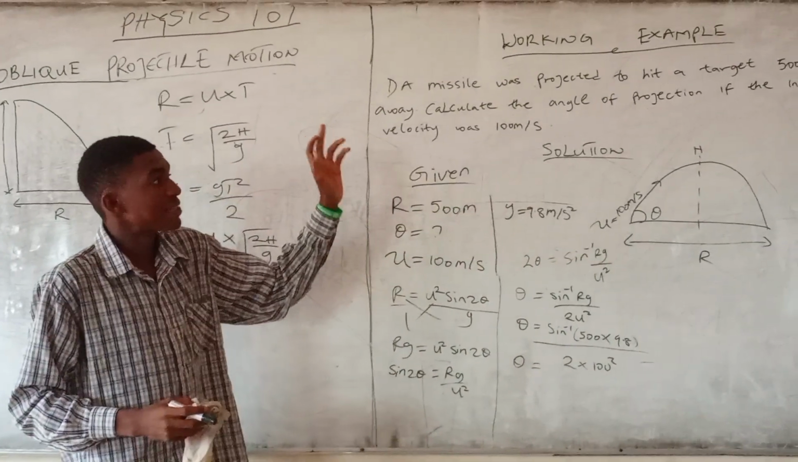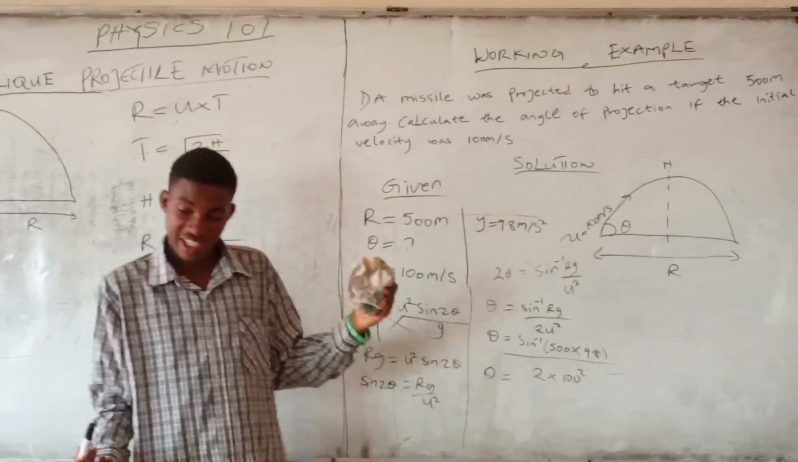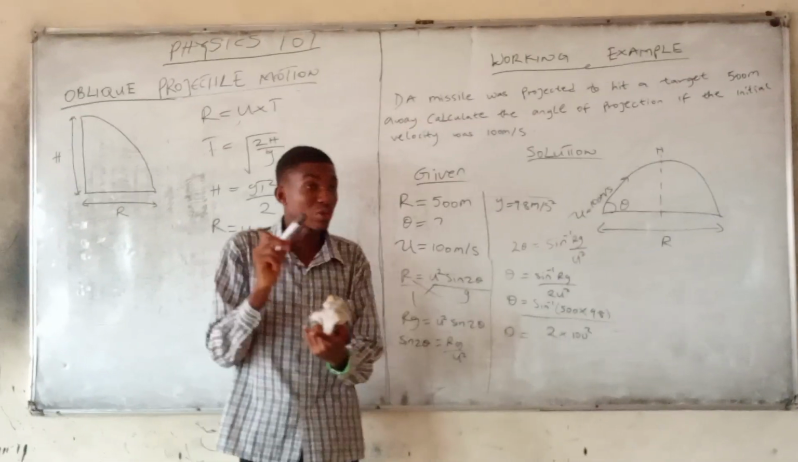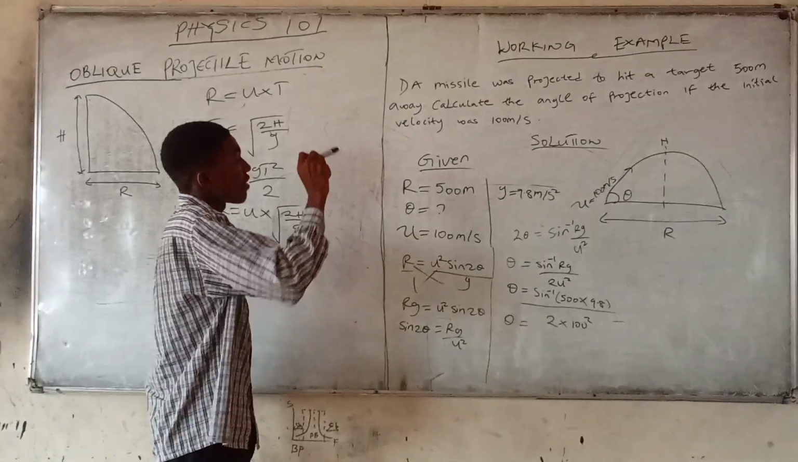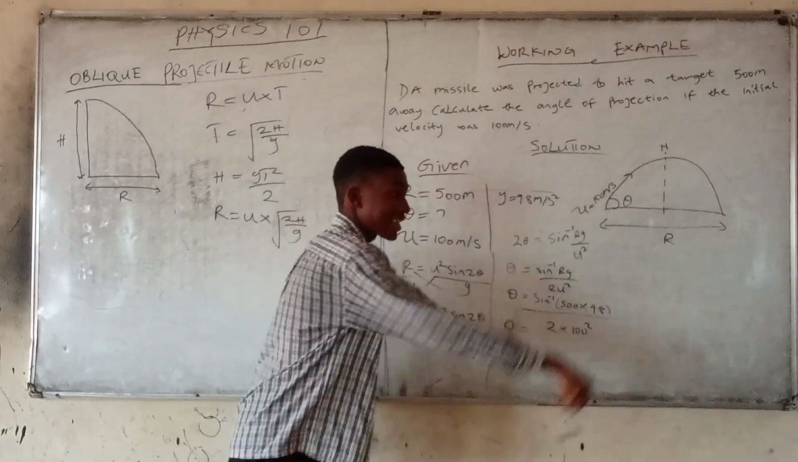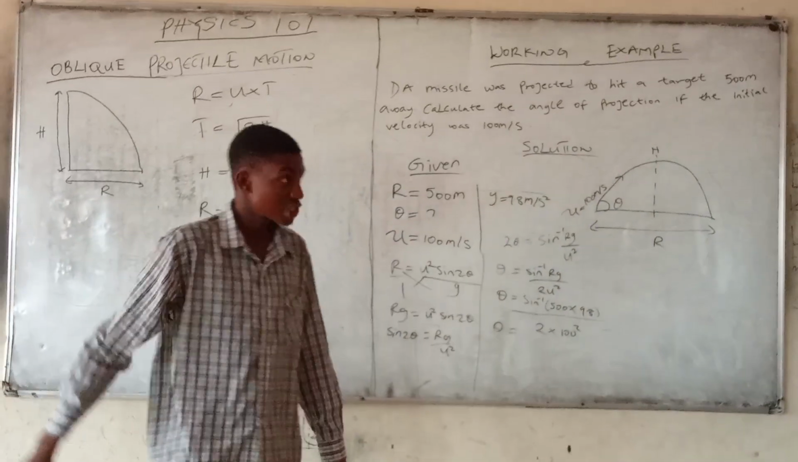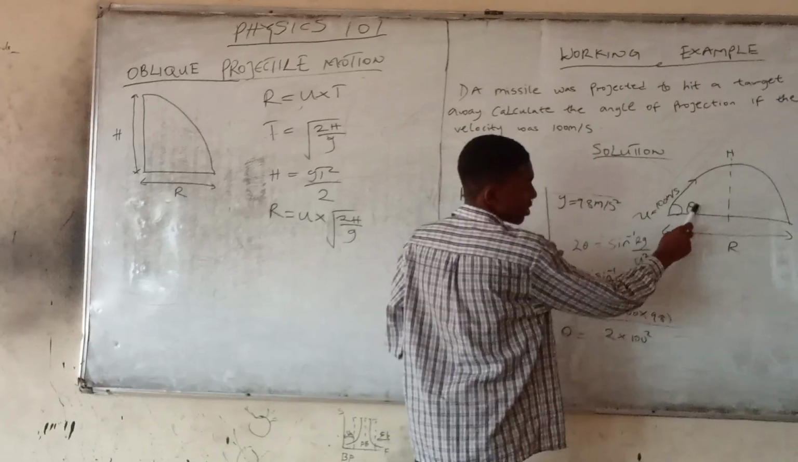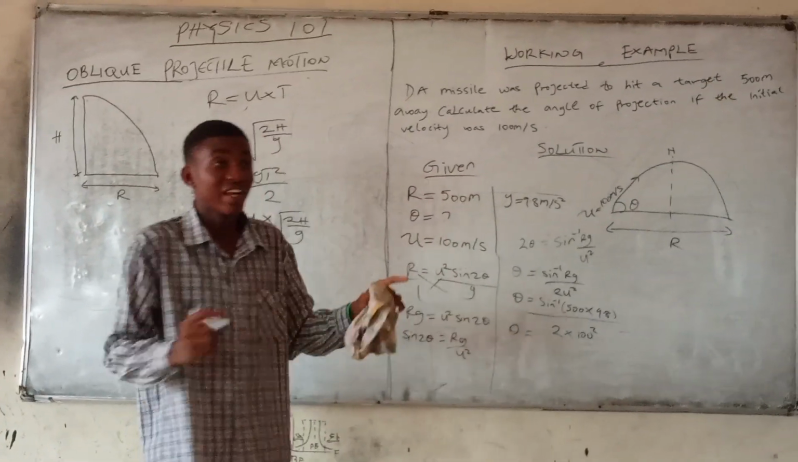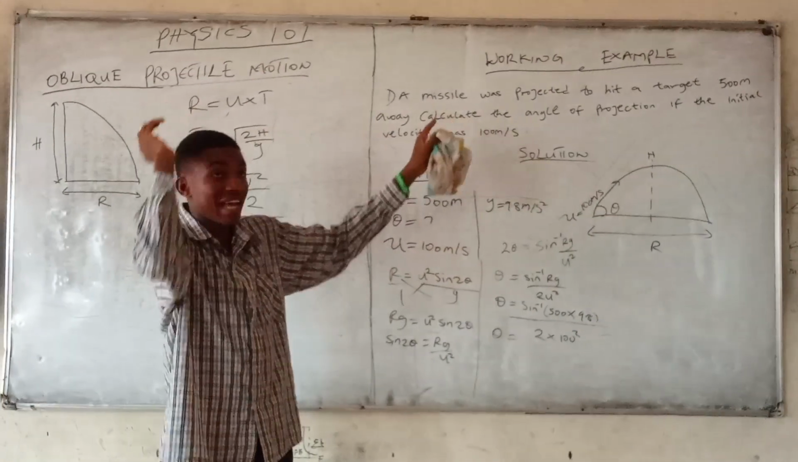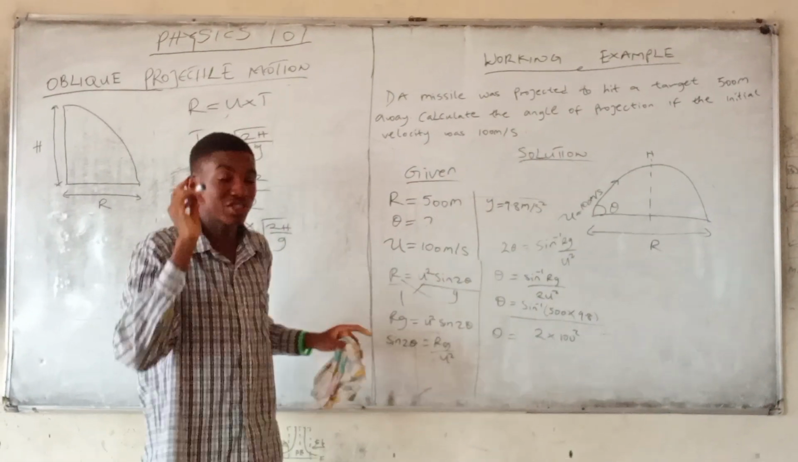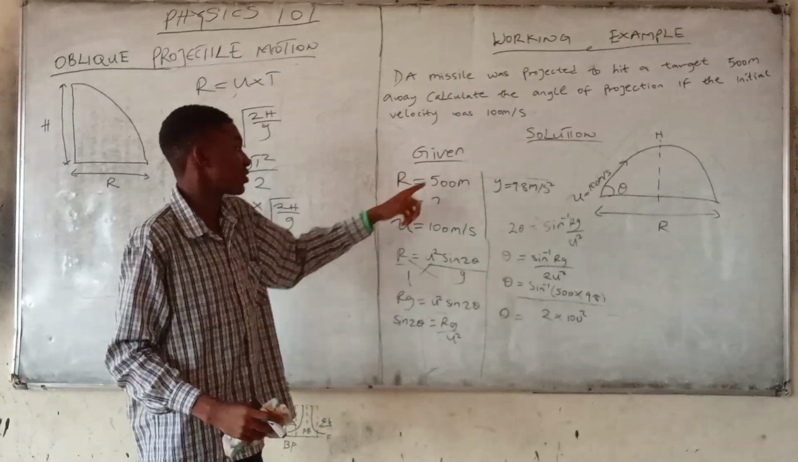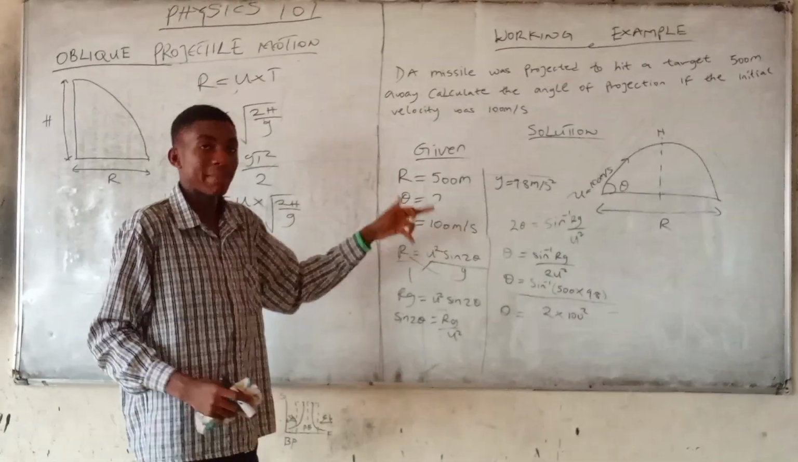The question said the missile was projected to hit the target. What does that mean? It was projected at an angle, so it's parabolic projectile motion. They said it will hit the target 500 meters away. That is the horizontal distance, the range. So our range is 500 meters. Calculate the angle of projection, which is this angle theta, if the initial velocity, the velocity of the missile, is 100. That is u equals 100 meters per second. We have our parameters here: R is 500, theta is what we're looking for, u is 100 meters per second.